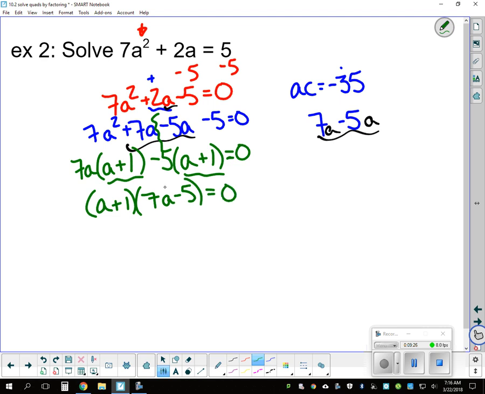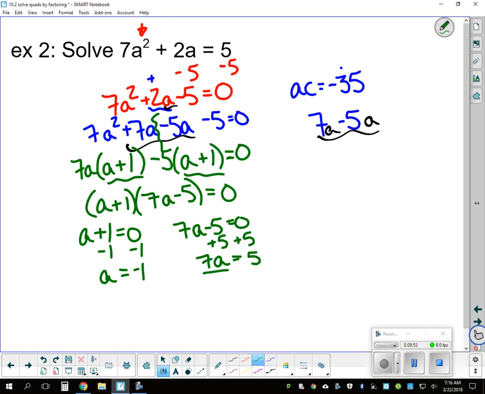I have now completely factored, and I am now ready to do zero product property, which means I'm just going to take a plus 1 and set it equal to 0, and 7a minus 5 and set it equal to 0. To solve, I subtract 1 here. A equals negative 1. Now this is a completely different problem to solve. I need to add 5. And then to get a by itself here, I'm going to divide by 7. So my 2 answers, negative 1 and 5 over 7.